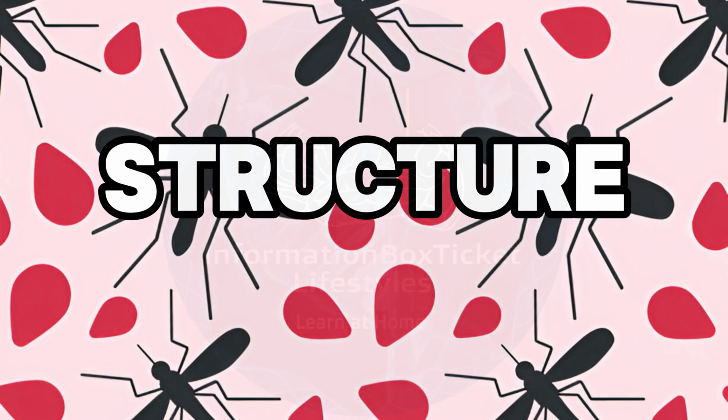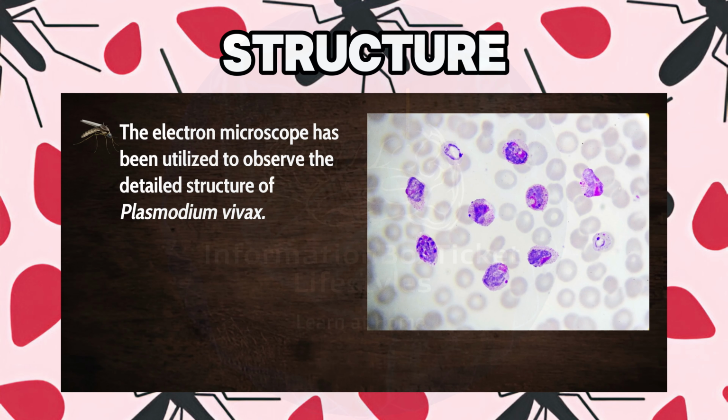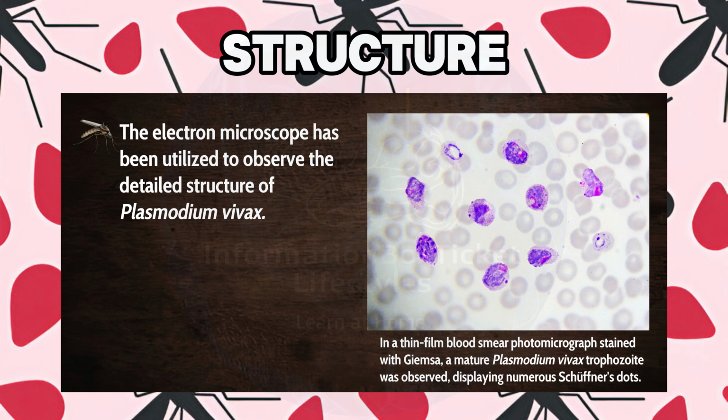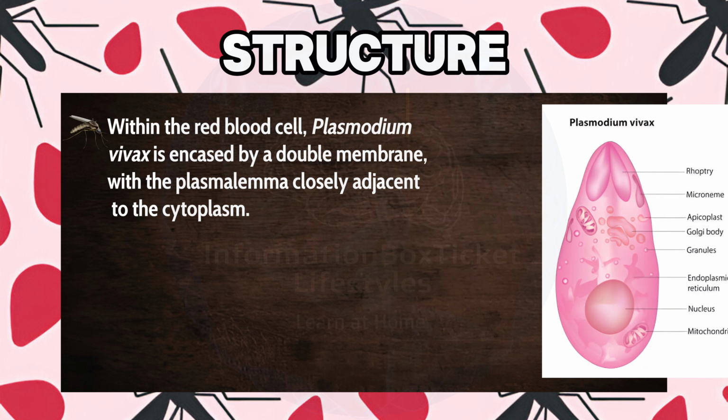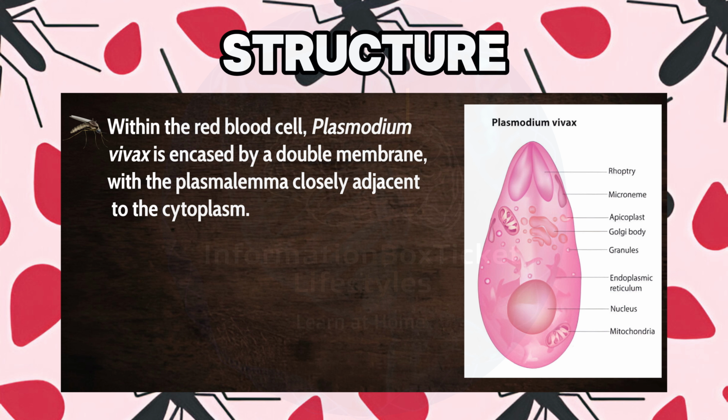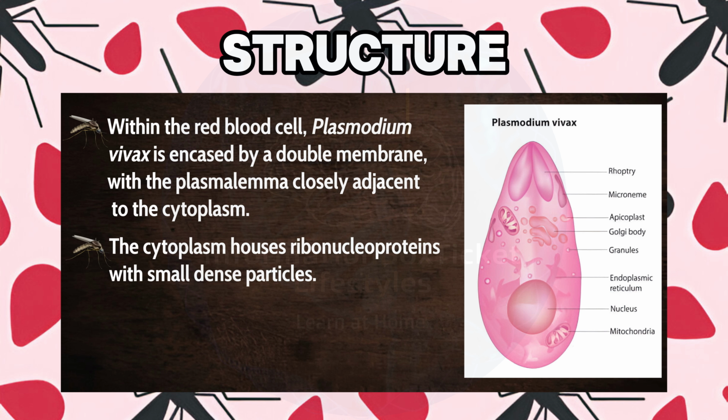Plasmodium vivax structure. The electron microscope has been utilized to observe the detailed structure of Plasmodium vivax. In a thin-film blood smear photomicrograph stained with Giemsa, a mature Plasmodium vivax trophozoite was observed, displaying numerous Schüffner's dots. Within the red blood cell, Plasmodium vivax is encased by a double membrane, with the plasmalemma closely adjacent to the cytoplasm. The cytoplasm houses ribonucleoproteins with small, dense particles.